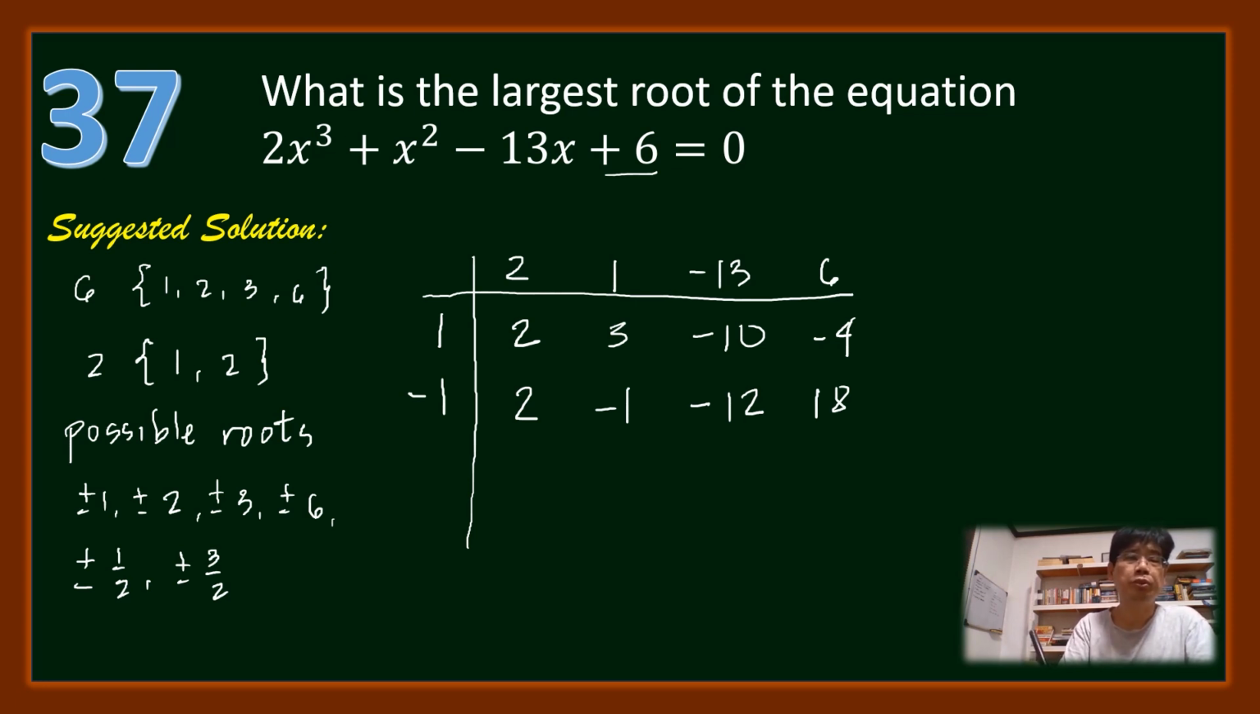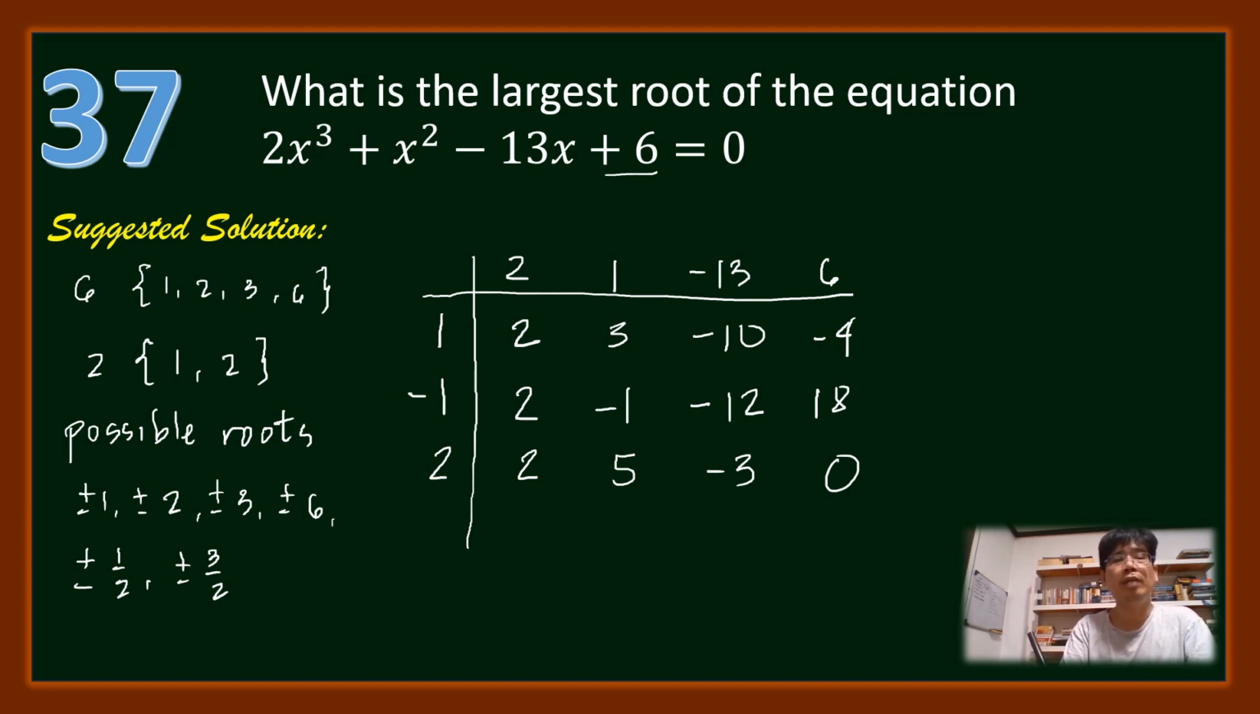So we proceed to 2. Then we bring down 2. 2 times 2 is 4 plus 1. That is 5. 5 times 2 is 10 plus negative 13. That's negative 3. And then negative 3 times 2 is negative 6 plus 6, 0. Therefore, 2 is one of the roots of the given equation.